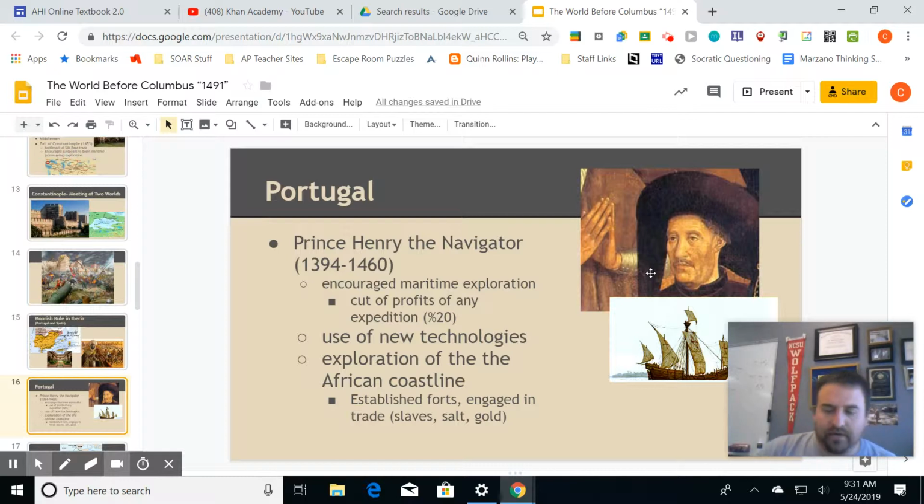All right. They're going to establish ports as they go along the African coastline, but their real goal is to round Africa. And if they can round Africa, they know that they can get in the Indian Ocean, and there's a straight line to Asia. He's using new technologies, the astrolabe, the sextant. Both of those are kind of charting where you are on the face of the earth.